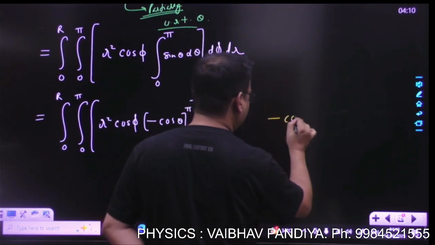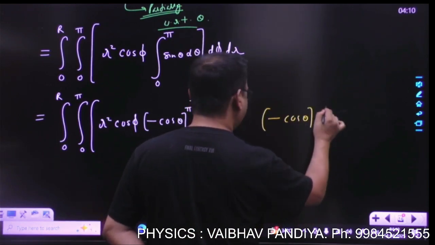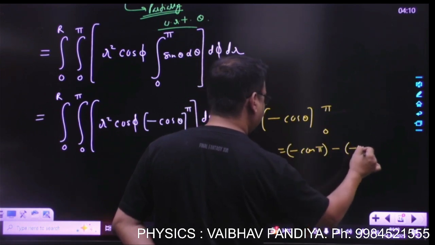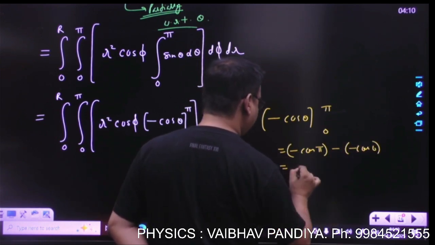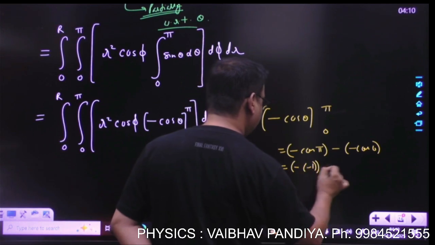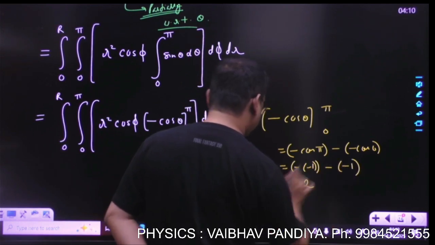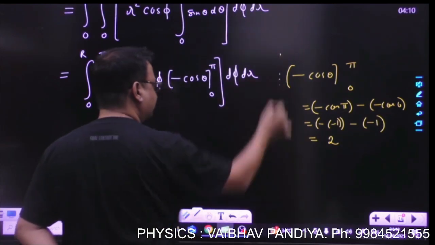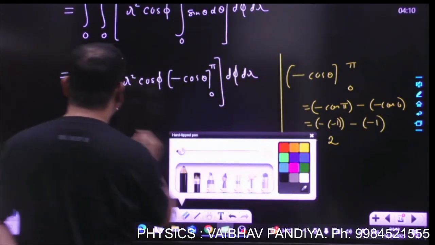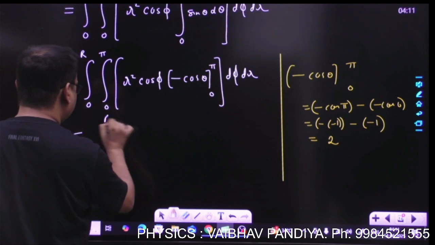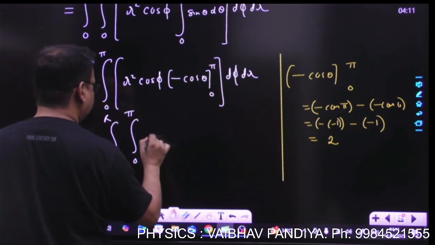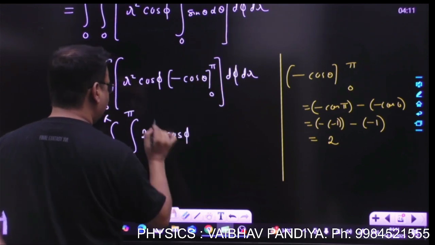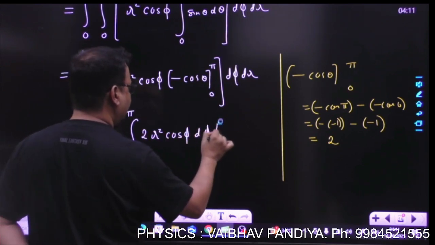Minus cos theta, if you put the limit 0 to pi, you will get minus cos pi minus cos of 0. Cos pi is minus 1, so minus of minus 1 minus 1, so the answer will be 2, correct? I'm doing this as rough working, not making things very crowded in this integral. So I'll have 0 to r, 0 to pi, r square cos phi multiplied by 2, and what is left is d phi dr, correct?